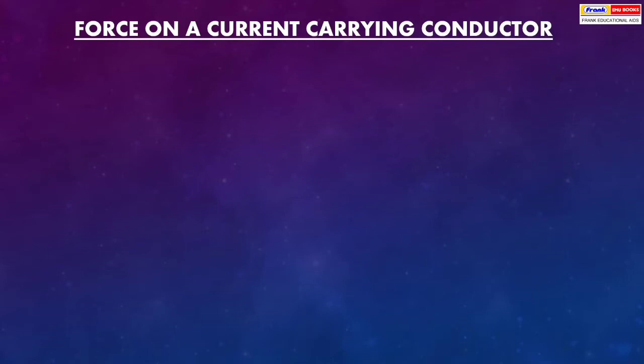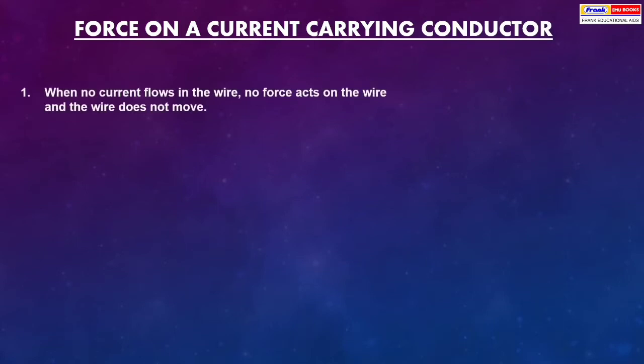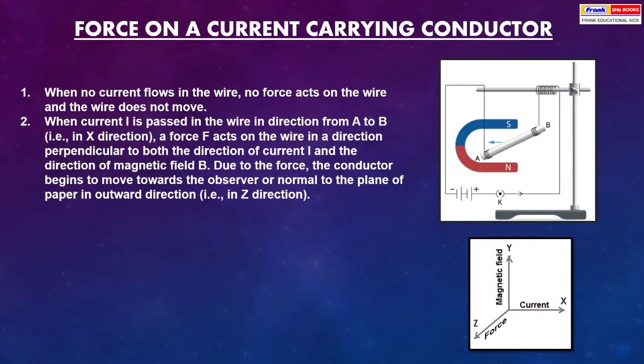Force on a current-carrying conductor. When no current flows in the wire, no force acts on the wire and the wire does not move. When current I is passed in the wire in the direction from A to B, that is in the x direction, a force F acts on the wire in the direction perpendicular to both the direction of current I and the direction of magnetic field B. Due to the force, the conductor begins to move towards the observer, or normal to the plane of paper in the outward direction, that is in the Z direction.